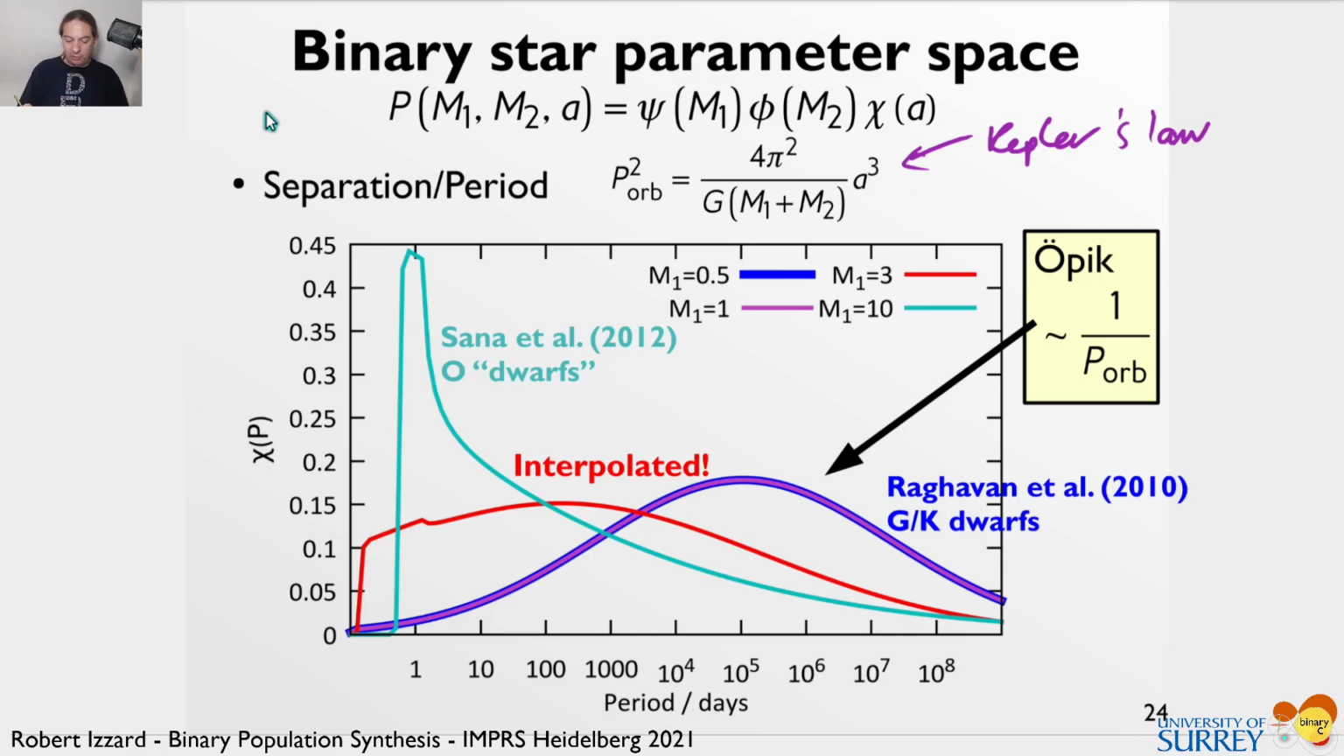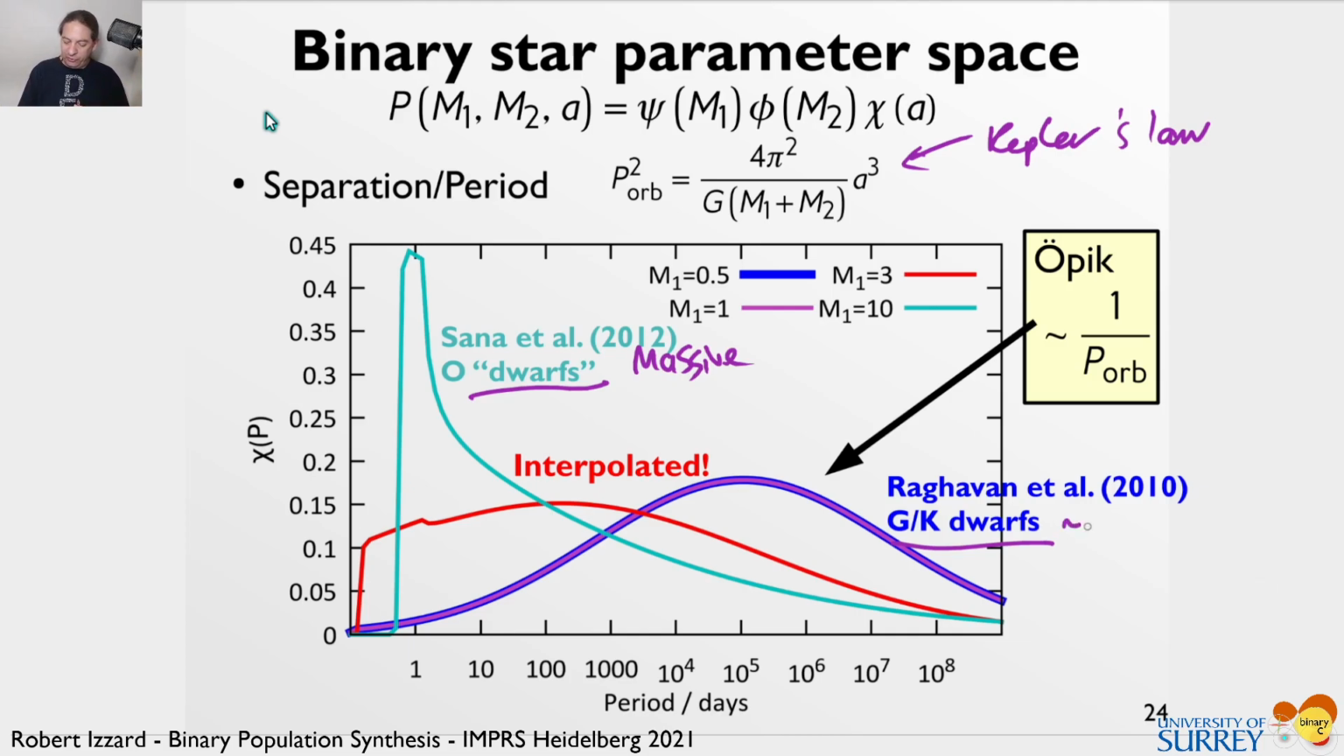And here, for example, we look at a set of O dwarfs and a set of GK dwarfs. The O dwarfs are from Sana et al. in 2012, it's 10 years ago now. It's amazing to think that. They peak towards the short period. Now, these are massive stars, right? These are 10 solar mass, 20 solar mass. These are really massive stars. And they have very short periods. And what that means is that there are a lot of massive stars interacting.